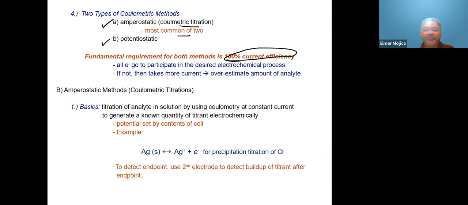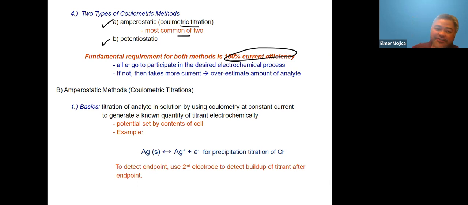All the electrons go to participate in the desired electrochemical process. If not, then it takes more current. And what happens if you have more current? Because you want to relate the current with the amount of the analyte. Kaya tinatawag na 100% current efficiency. So for every current that you have, there's an associated amount of analyte. So kapag mas mataas yung current, okay, pwedeng ma-overestimate yung amount ng analyte mo.